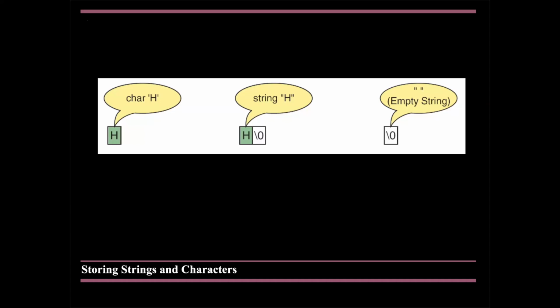This example illustrates 3 things. First of all, we have a character H. So this is 1 byte.